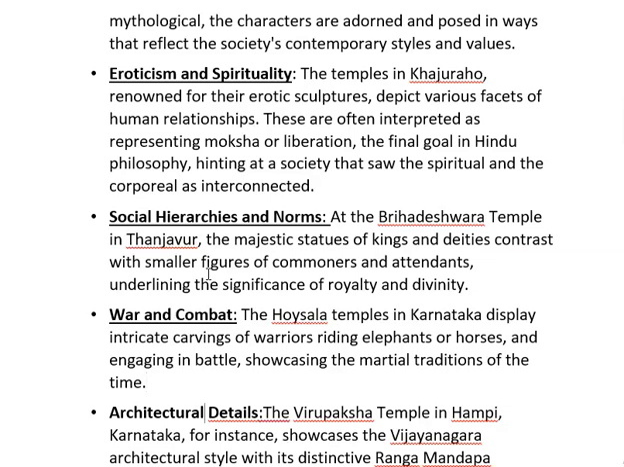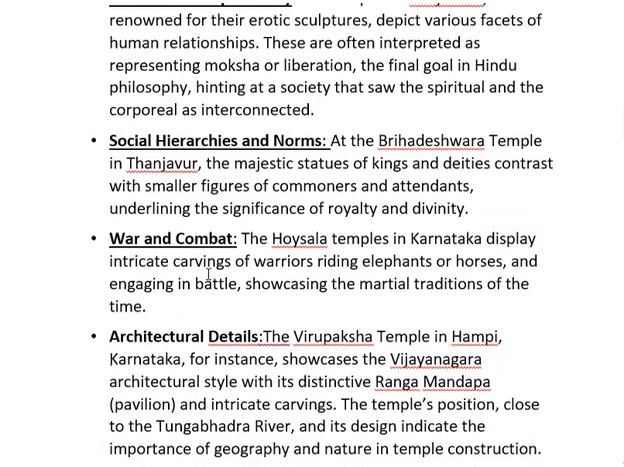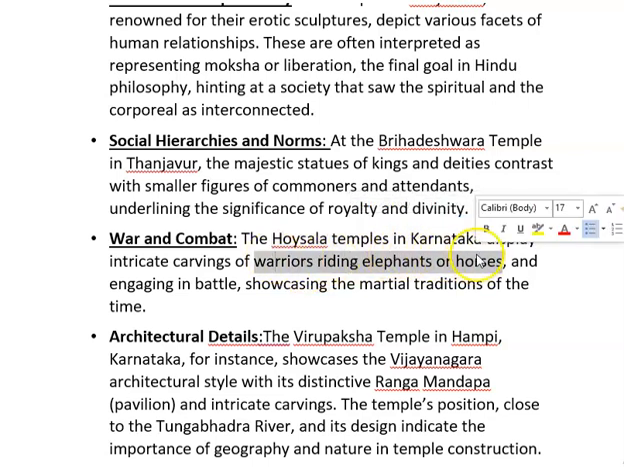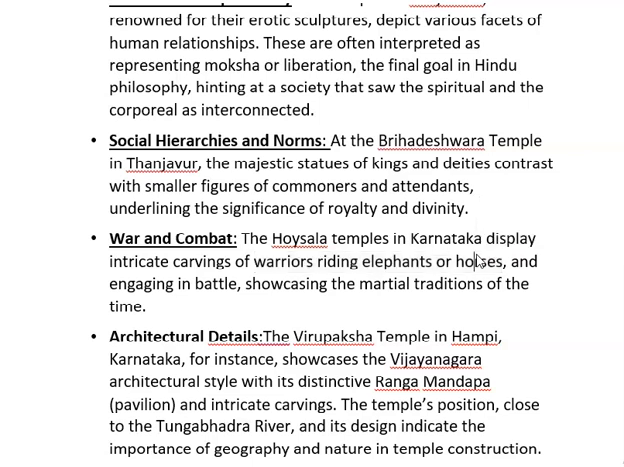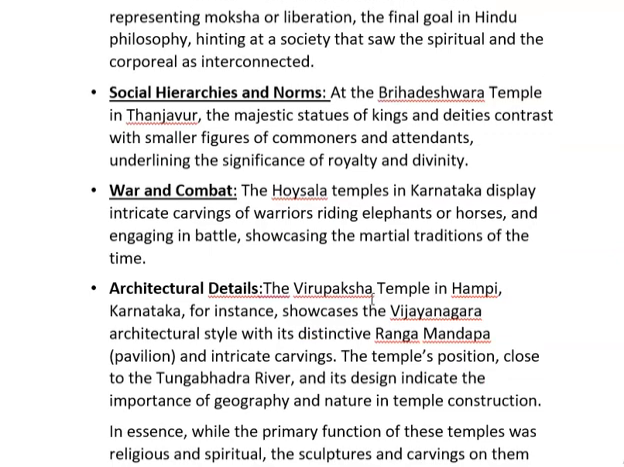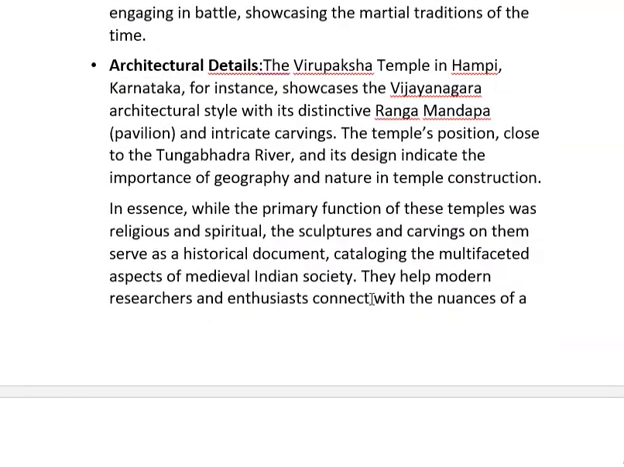Then war and combat. King means war. So Hoysala temples, we know a medieval Indian kingdom was the Hoysala kingdom. Their temples in Karnataka display intricate carvings of warriors. They will be riding on elephants and horses. Just visualize this in your mind, right? King means they will be riding on elephants and horses for doing war, etc. Then showing the martial traditions of the time. The people will be ready to die for the king. So that will be nicely depicted in those sculptures.